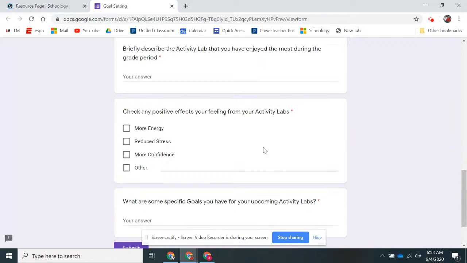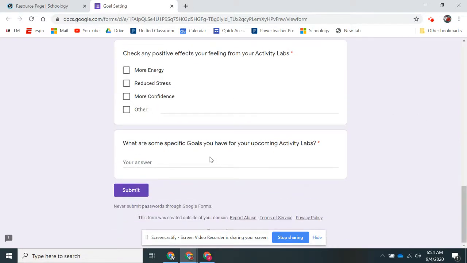Then it'll say, check any positive effects you're feeling from your activity labs. So if you think maybe you've got more energy, or you've reduced stress a little bit, or you have a little bit more confidence in your fitness ability, you can check that there. If you have another answer, you can put it here also. Remember, again, this is a reflection form, so there is no right or wrong answer.